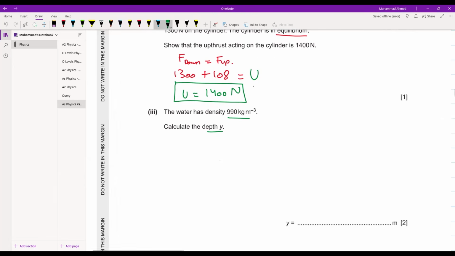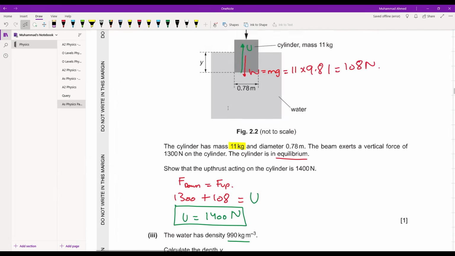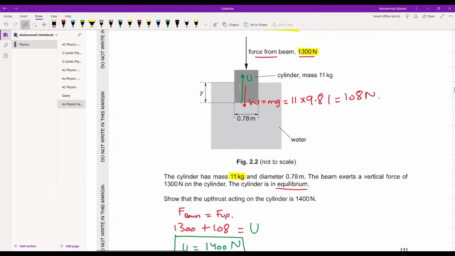How will you do that? Now you remember, upthrust is equal to the density of the fluid times the gravitational field strength times the volume of the object. What is the value of upthrust? 1400. What is the density of the fluid? 990. What is the gravitational field strength? 9.81. What is the volume of the object that is immersed inside the water?